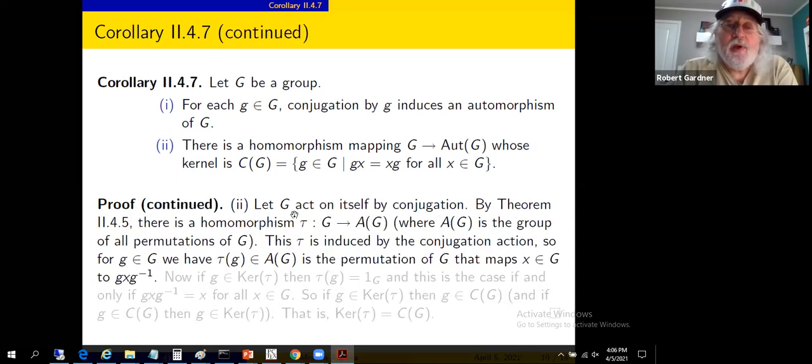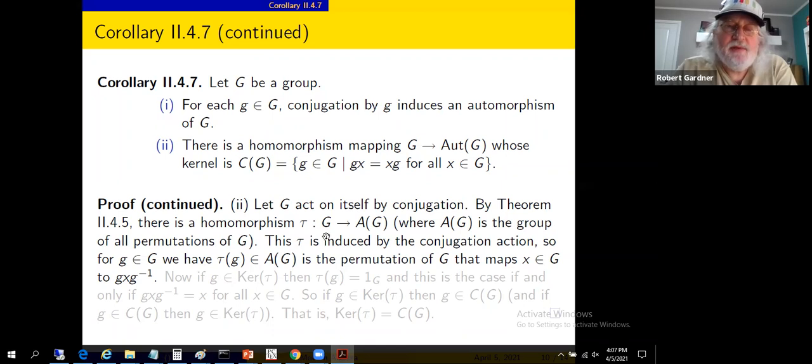So for part two, let G act on itself by conjugation. Again, same group action. We saw that there's a homomorphism, the induced homomorphism mentioned in Theorem 4.5, that maps group G to A of G, the group of all permutations on set G. So here's the homomorphism. This tau is induced by the conjugation action. So for g, an element of the group, look how the mapping goes.